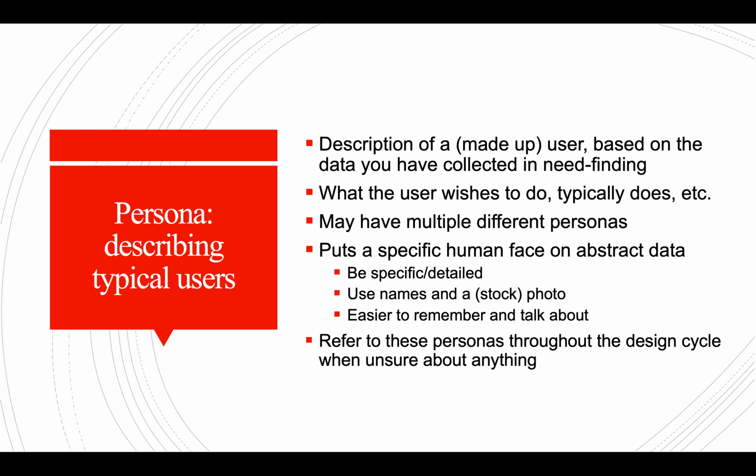So the benefit is that you put a human face on abstract data. You usually give them a name and use a stock photo, and that then becomes this person that you can think of. It's easy to remember that person and talk about them. And then you can refer to the personas throughout the design cycle when you're unsure about how to choose something with respect to your design. So if you've got a persona that's John, the elderly athlete, and you're designing this app and you're like, well, what would John do? Would John want it to look like this? Or would John be able to enter this data while he was walking? That type of thing. And it helps you make good decisions that are user-centered.